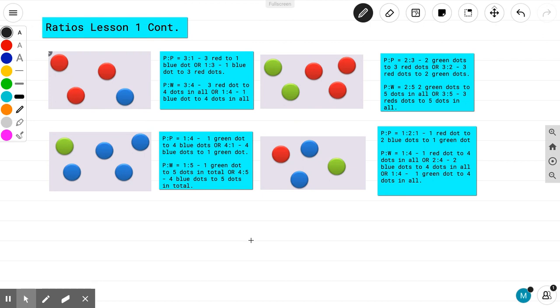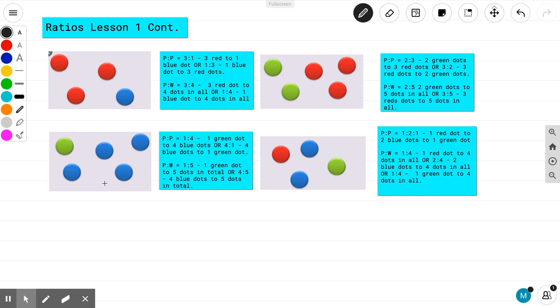Okay, so here we have all of the ratios for each of the pictures. In the first picture, you could have said 3 to 1, which would be 3 red dots to 1 blue dot, or you could say 1 blue dot to 3 red dots, a 1 to 3 ratio. Part to whole, we would have 3 to 4 or 1 to 4, because there are 4 dots in all. So 3 of them are red, 3 to 4. 1 of them is blue, 1 to 4.